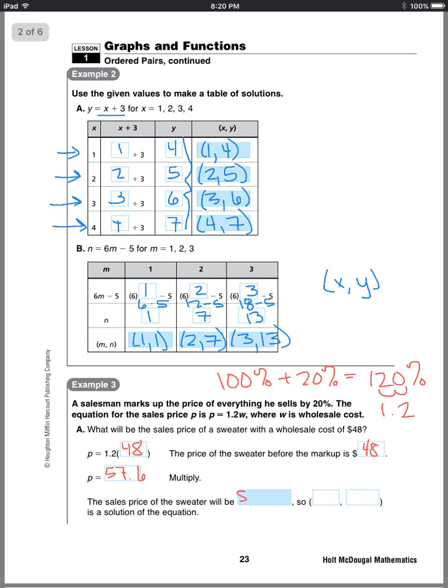So you will be paying $57.60. So your ordered pair would be 48, because you get to choose what x is, that's the independent variable, and $57.60 is the dependent variable, because however much he bought the wholesale cost item at is going to tell you what you're going to pay. So what you're going to pay varies.